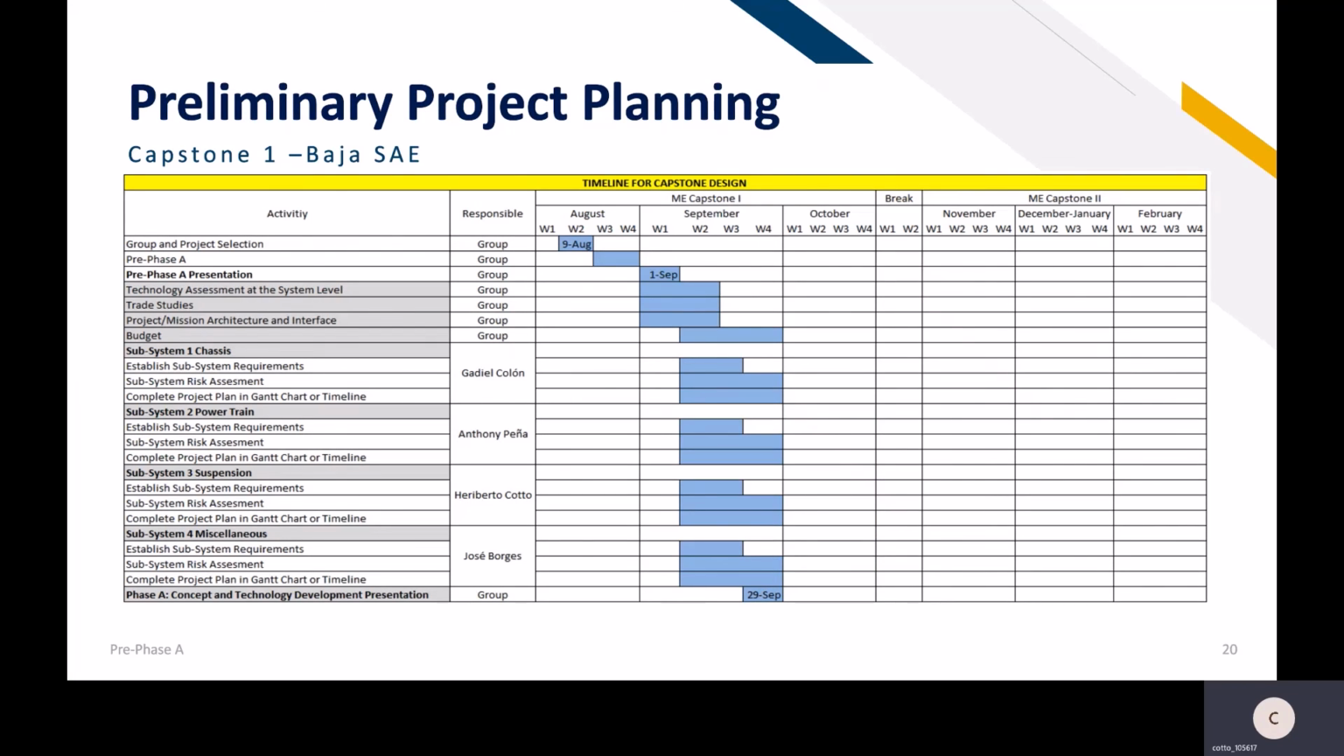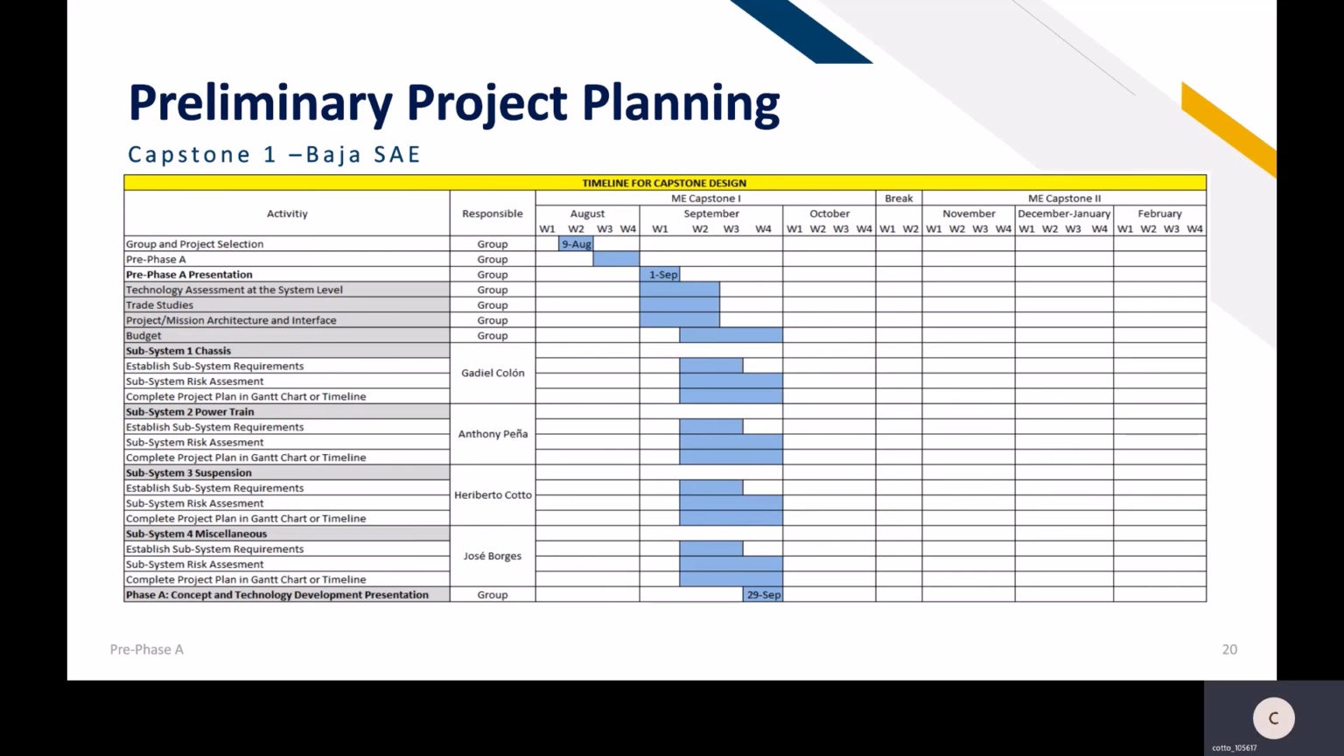Now, we're going to talk about the preliminary project planning. Since the start of this trimester, the second week of August, on the 9th, we informed the professor who would be the members of the group and the project to be carried out. The third and fourth week of August, we were working on the pre-phase A, and we presented it to you today, September the 1st.